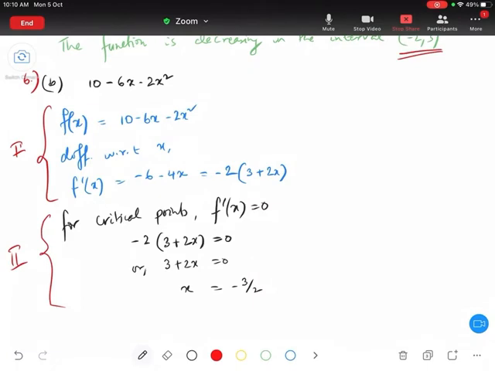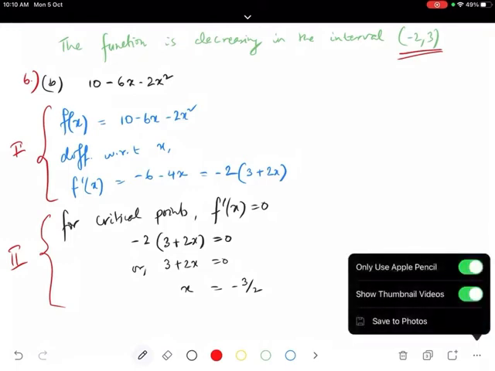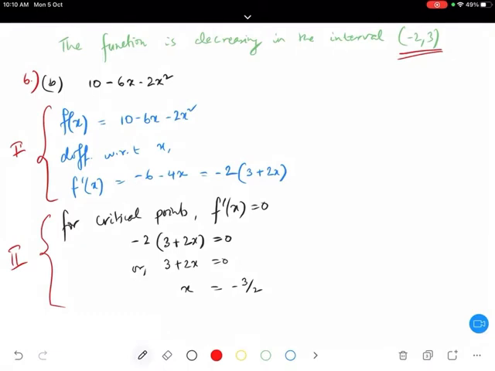So now, look at here. My next step, step 3, will be what? To draw the number line. Acha, let us do the number line in the next page. No, let's do it in here only.